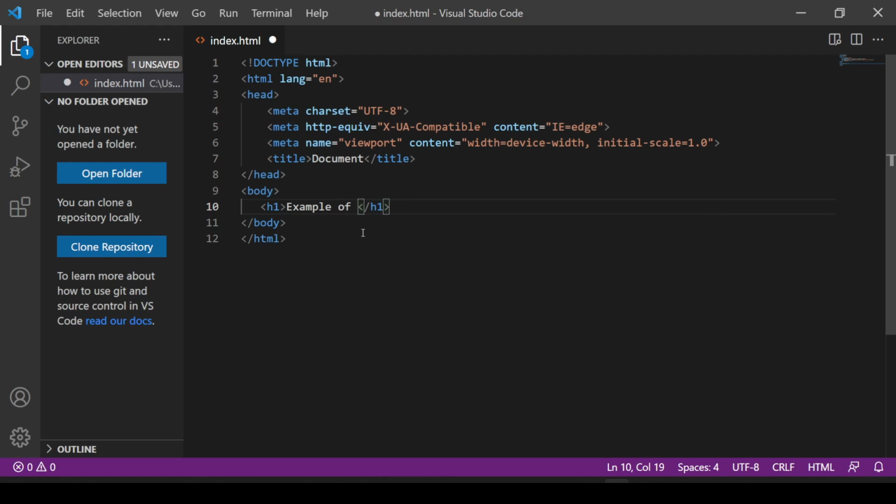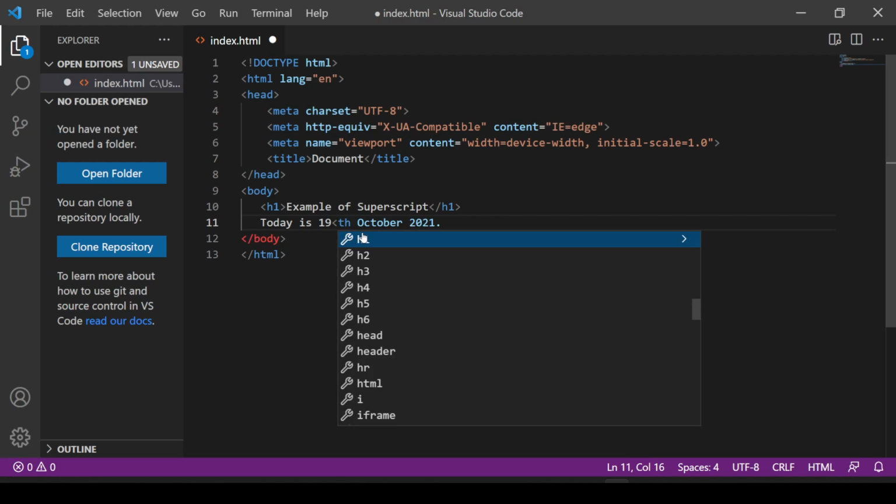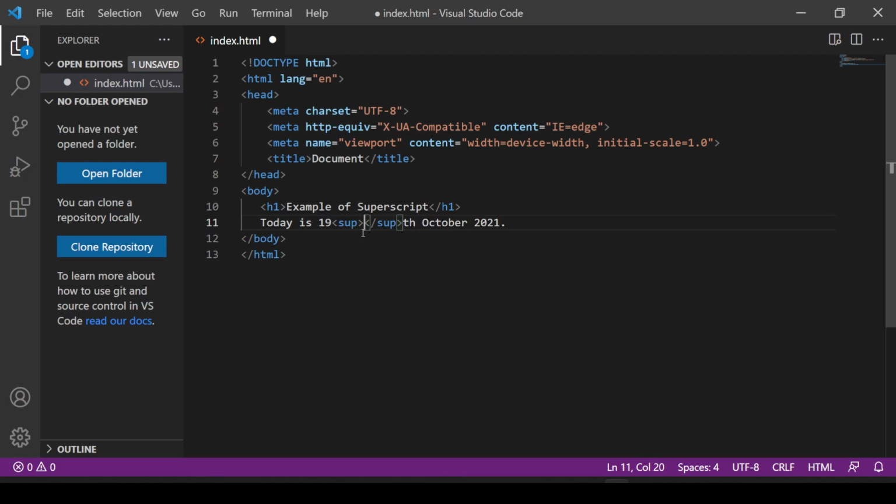Example of superscript. That can be, if I write the date of today, today is 19th October 2021. Here I can write this th in the superscript form. Then I need a superscript tag, that is sup. Write th between them and remove this extra th.